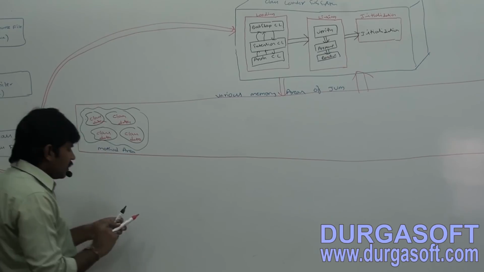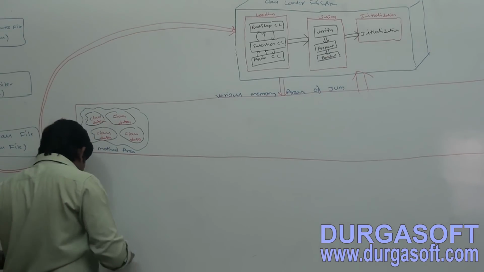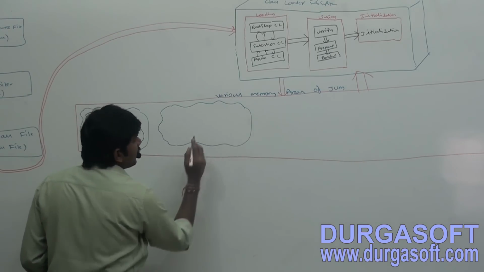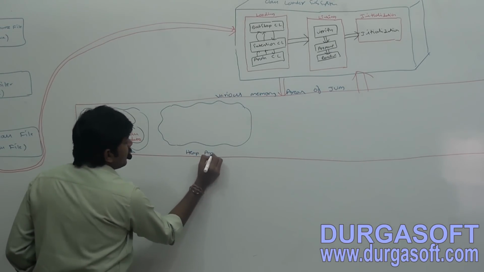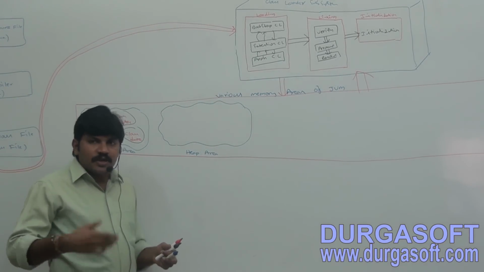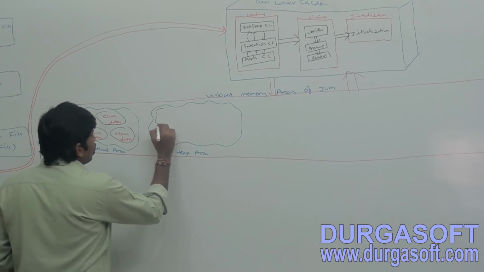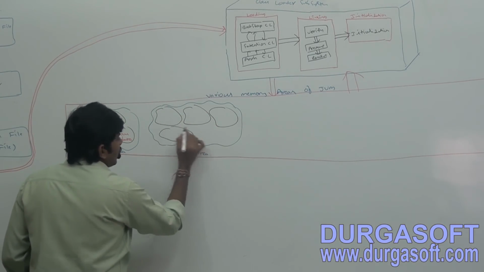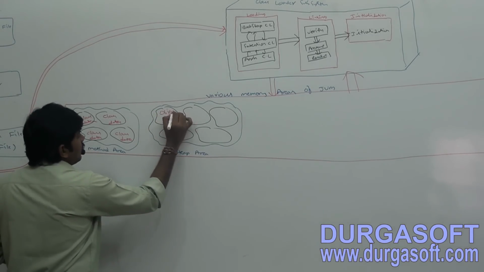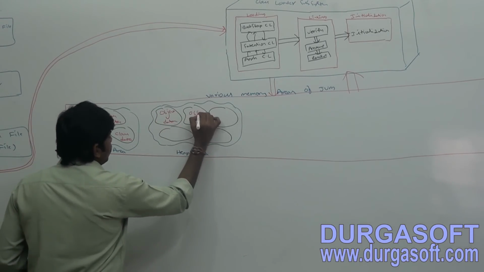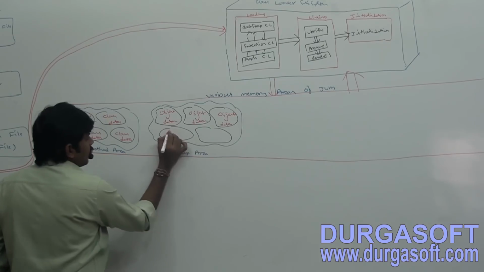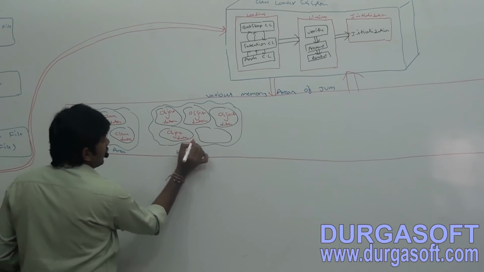Now the second one. If I consider the second memory area, what is it? Heap memory. The second memory area is the heap area, right? In the heap area, which data will be saved by default? Object data. Objects and corresponding instance variables will be saved in the heap area only. Object data by default will be there.